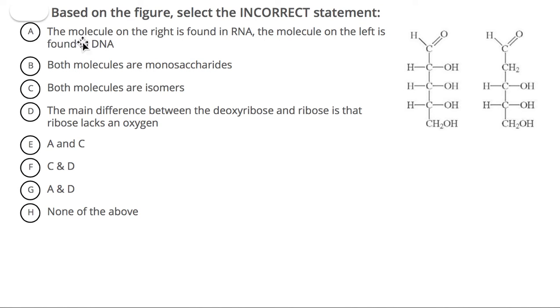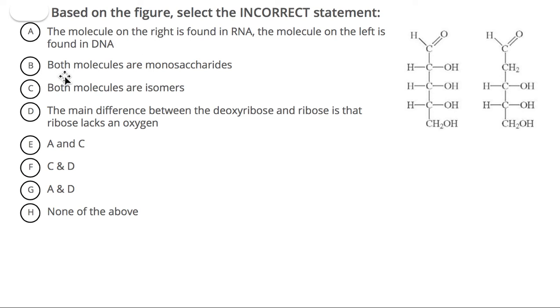So let's look at the first statement. The molecule on the right is found in RNA. The molecule on the left is found in DNA. So the molecule on the right, which will be this one, is it found in RNA? Well, I don't see the oxygen, so this will be 2-deoxyribose. So deoxyribose is found in DNA, and this is the one on the right. So this statement straight out is wrong, right? The one on the right is actually found in DNA, and the one on the left, which is ribose, because it does have the oxygen, is found in RNA. So this is one of our possible incorrect statements.